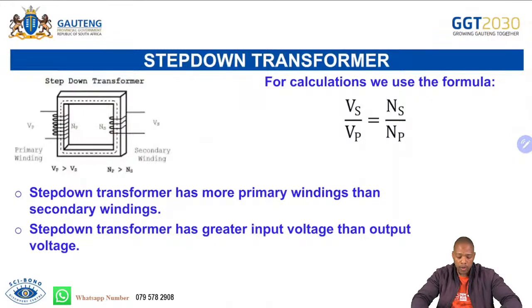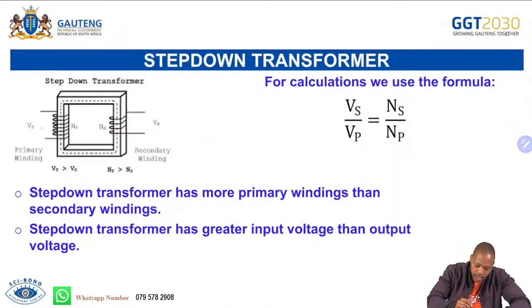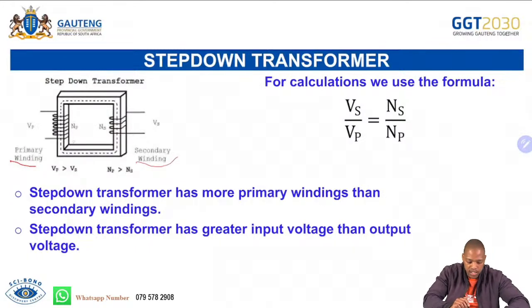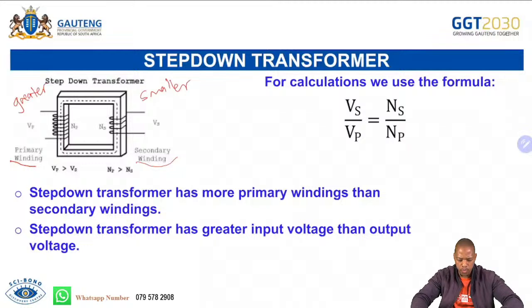What about a step-down transformer? A step-down transformer is a transformer that decreases the voltage. If you look at the number of windings, it will have more windings on the primary as compared to the secondary coil. So as you can see there, we have greater here compared to smaller on the secondary.